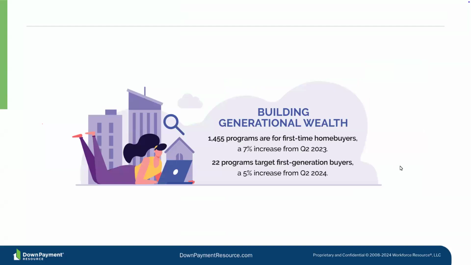We also reported on programs for first generation home buyers and first time home buyers. And specifically, when looking at programs for first gen home buyers, 22 programs currently target the first gen home buyer, which is a 5% increase from Q2 of the same year.